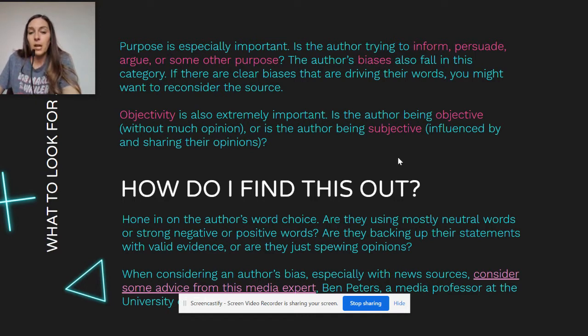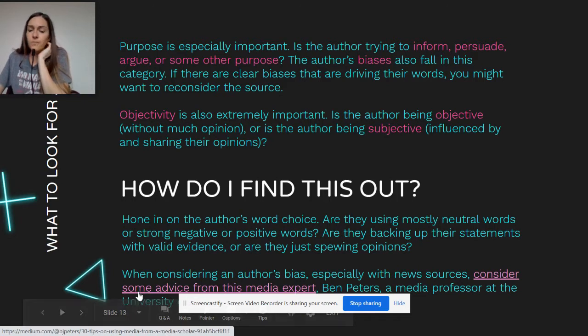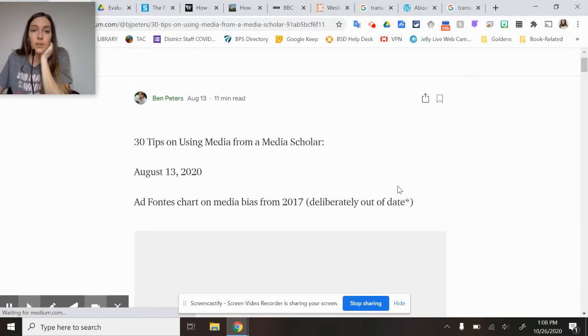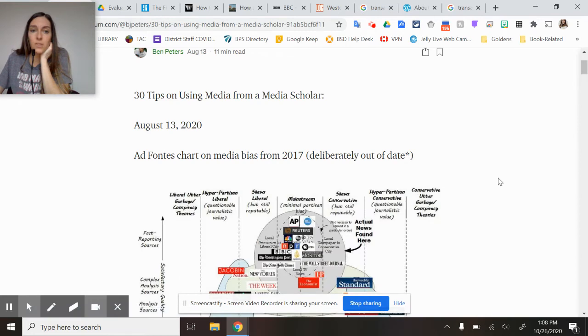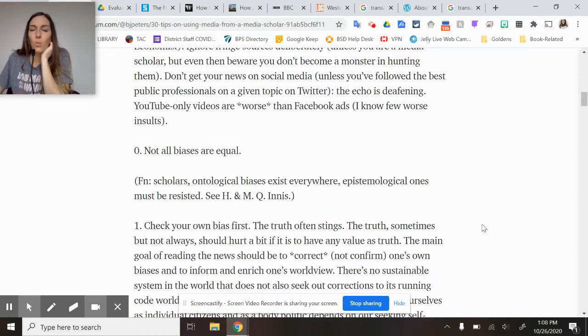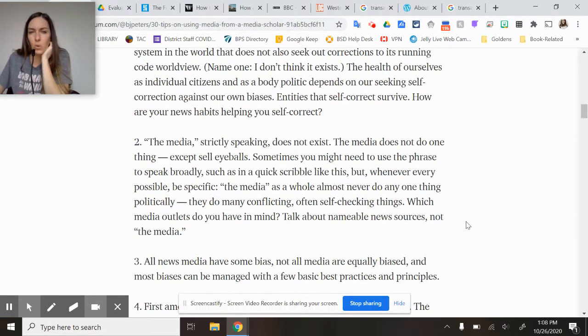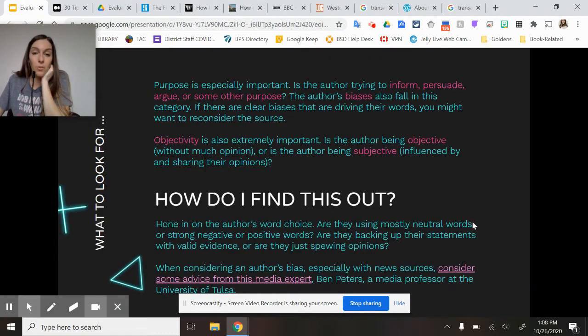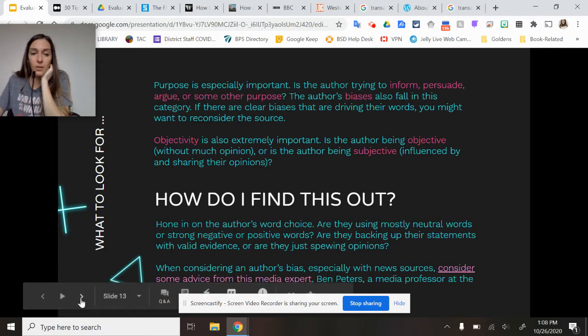The other thing to consider when you're looking at author's bias, especially with big name brand news sources, is a really great article from a media professor named Ben Peters. He's from the University of Tulsa. And if you click on this link, it is going to send you to this article that he wrote in August that gives you lots of different tips on how to use media and how to know when it's good, when it's bad, when it's super biased, when it's not. And I'm not going to read you this whole article, but it is incredibly valuable. So if you get an opportunity, do click on that and read through it.